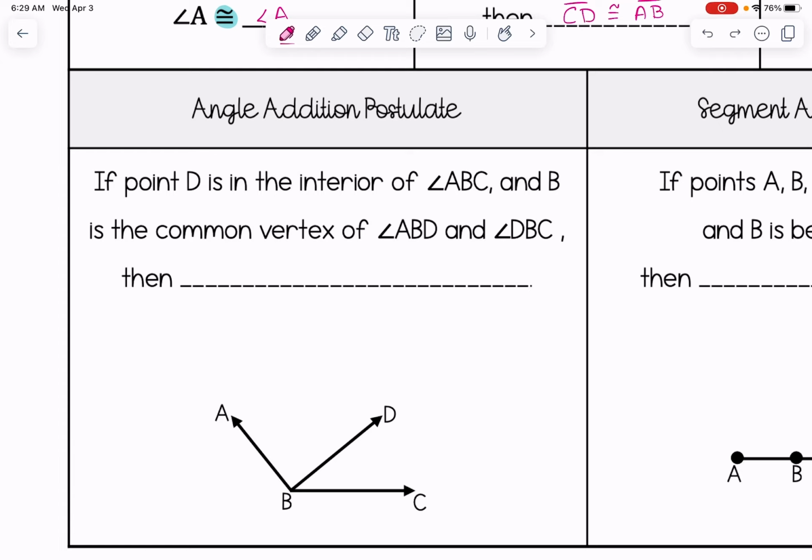Here's how we're going to write our angle addition postulate. So we could say that the measure of angle ABD plus the measure of angle DBC, when we add them together, we would get the measure of angle ABC. Basically, if we add the two smaller pieces together, we'll get the measure of the whole thing. If we were looking at that in terms of congruence, we could say that angle ABD plus angle DBC is congruent to angle ABC.